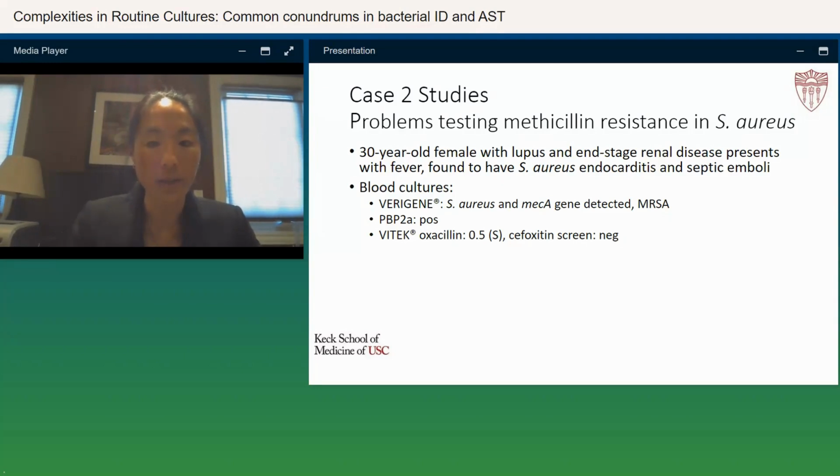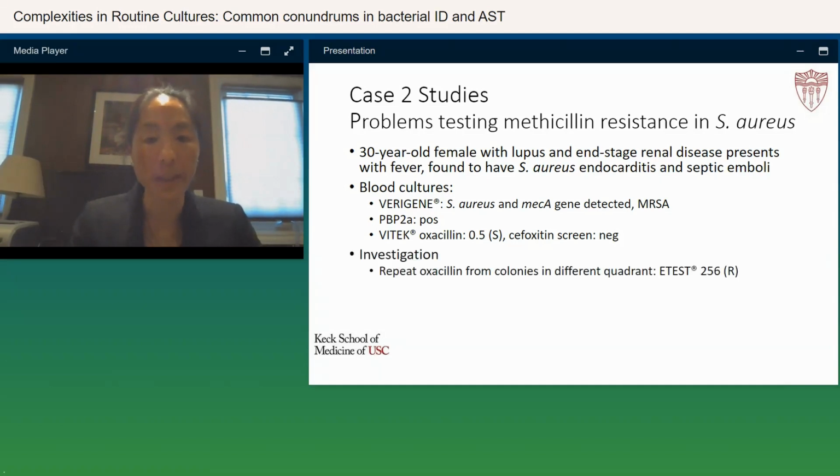The Verigene molecular panel identified Staph aureus with the mecA gene detected the day of the positive flag, giving us MRSA in the report. The PBP2a confirmed the colonies to be PBP2a positive. However, we had Vitek results from the subcultured colonies that were discordant from our PBP2a and mecA results. We had an oxacillin MIC of 0.5, which is susceptible, and the cefoxitin screen was negative.